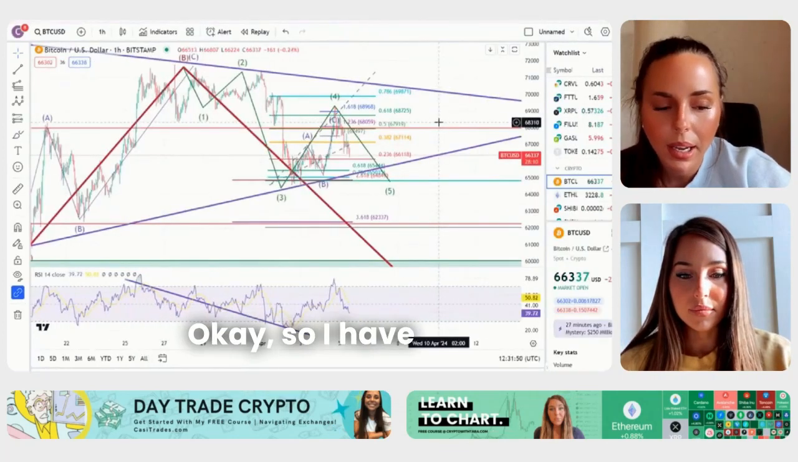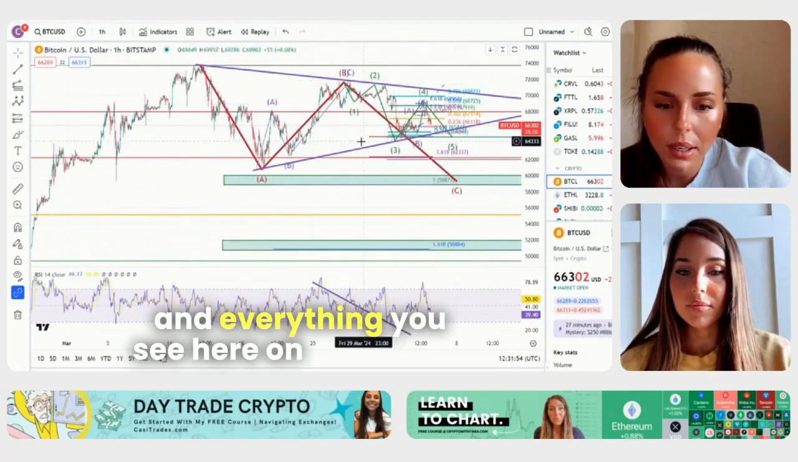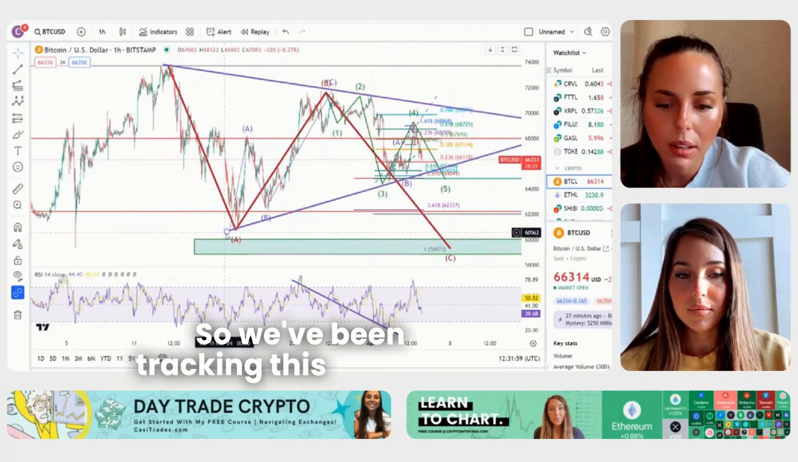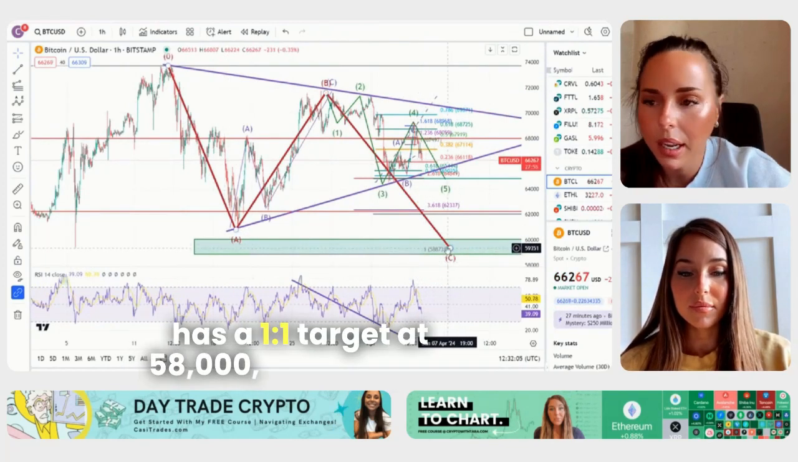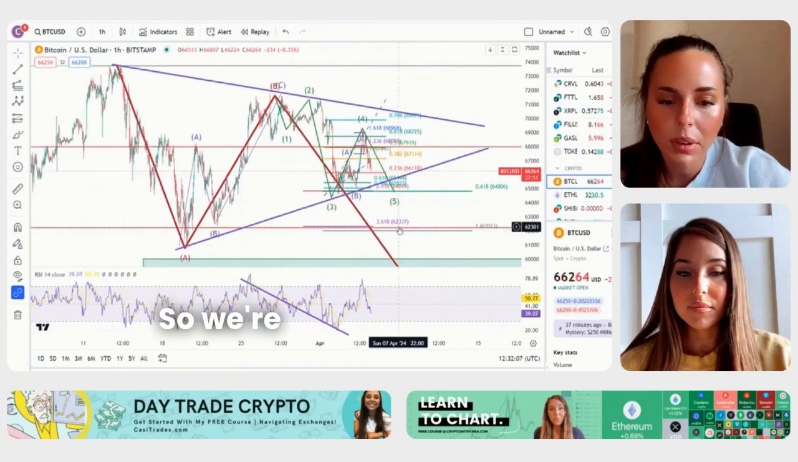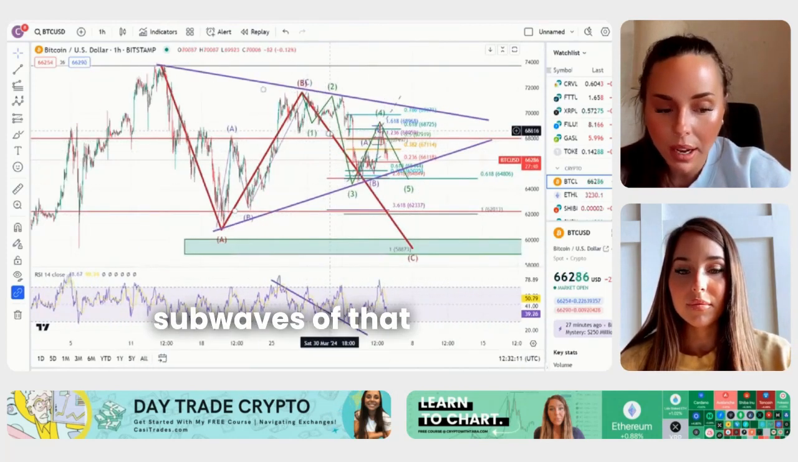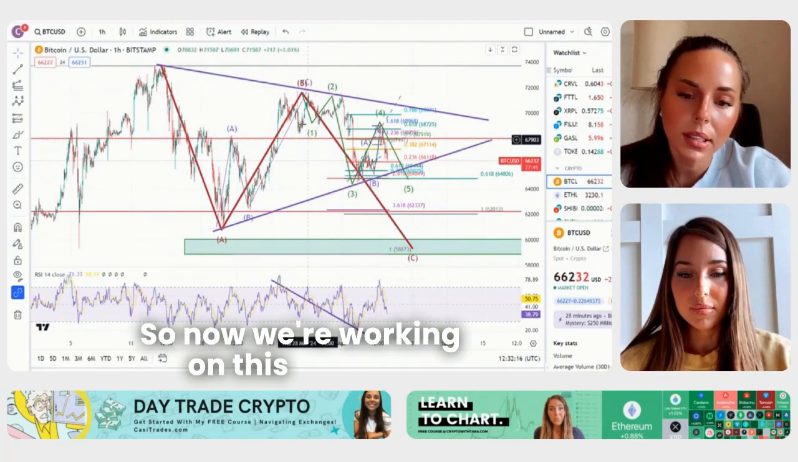Okay, so I have Bitcoin on the 1 hour, and everything you see here on the screen is that 4th wave Tara's been talking about. We've been tracking this ABC that has a 101 target at high 58,000. We're zoomed in even more, trying to track the subwaves of that to get even further confirmation. So now we're working on this C wave.